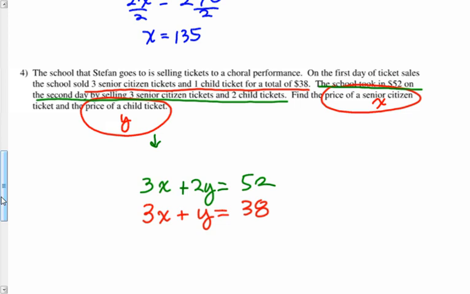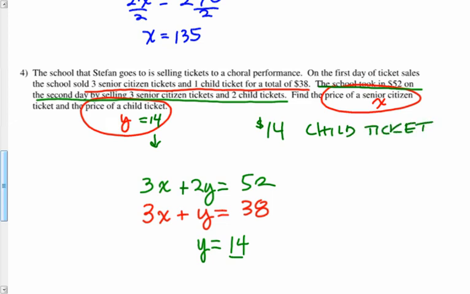So 3x minus 3x is 0x, 2y minus 1y is 1y, and 52 minus 38 is 14. And so we just found out the price of a child ticket. So right there, y is equal to 14. So let's write that down here, $14 per child ticket.